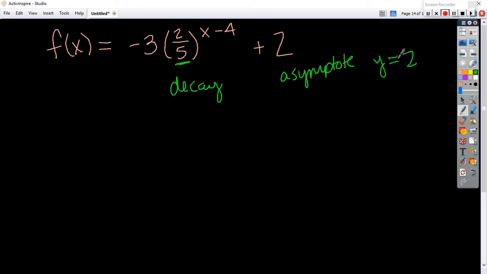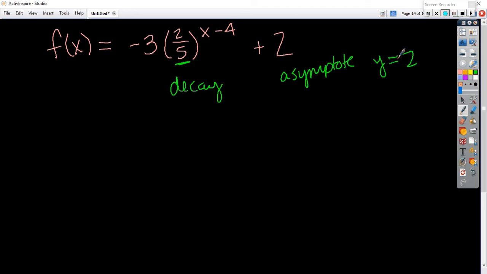Well, think about it. If you have, let's say, a half, and you raise it to a power, the bigger the power gets, well, 1/2 squared is 1/4, and 1/2 to the third power is 1/8. It's getting smaller. As x gets bigger, it's getting smaller. So that's why it's decay. Yes, because the square root of 1/4 would be 1/2, which is bigger.